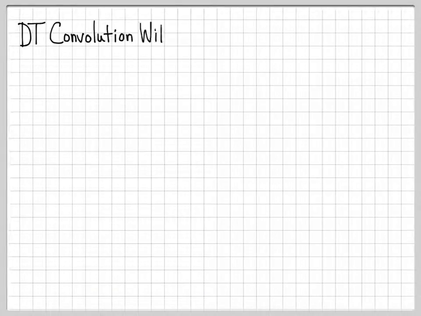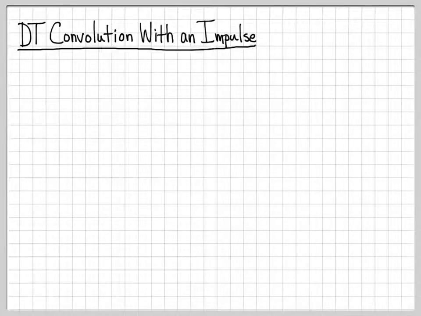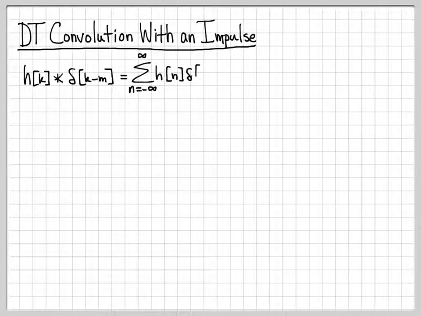So, discrete time convolution with an impulse. What happens? We want to compute h of k convolved with delta of k minus m. This delta function is just a delta function located at m on the time axis. If I write down the definition of discrete time convolution, it's this discrete time sum, the sum from n equals minus infinity to infinity. The first signal is h, so I've replaced the time variable k with n, my counter variable. The second signal is delta of k minus m. I have left the argument k minus m alone, and I've tacked on a minus n. That's how we write down discrete time convolution.